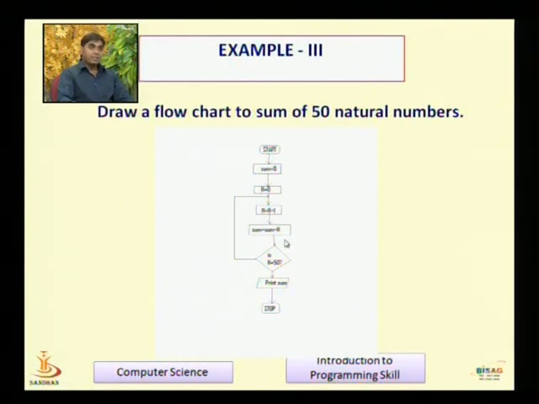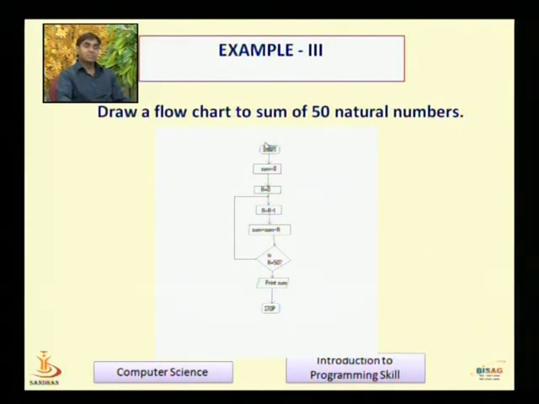Here is the summation of 15 numbers, that means the summation of 1 to n numbers. In particular, we start with 0, and then 1 plus 2 plus 3 plus 4 plus 5 up to 15. We know that any flow chart starts with a start statement.